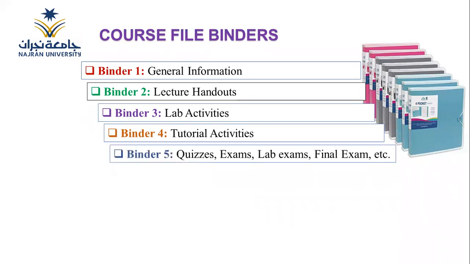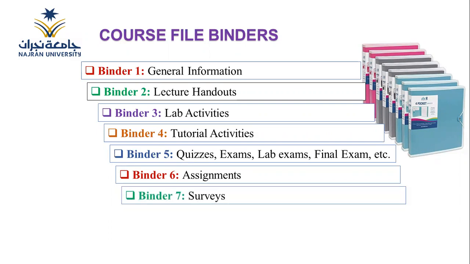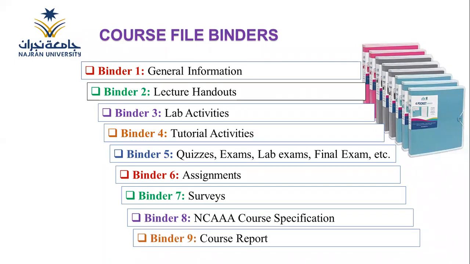Binder number 5 contains all the quizzes, exam, lab exam, and final exam data. Binder number 6 has all the information about the assignments given by the course instructor to the students. Binder number 7 has the information or data related to the surveys. Binder number 8 contains the NCAA course specification. And binder number 9 contains the course report. So we will discuss one by one what data we need to fill to complete all these 9 binders.